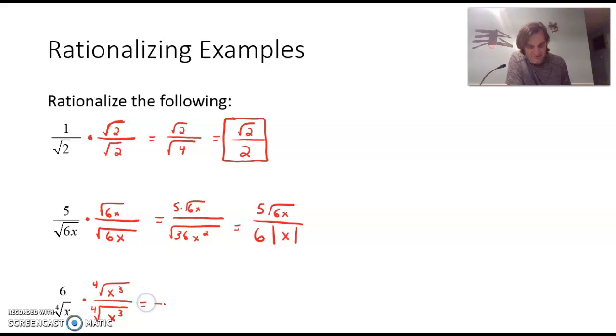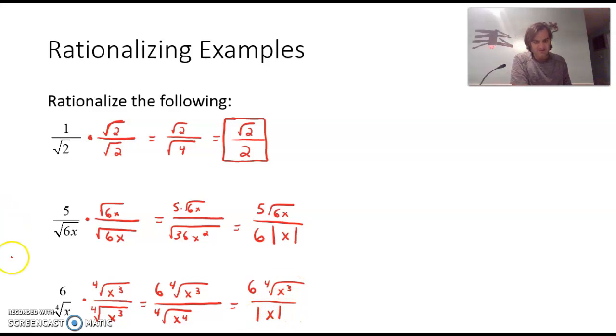So when I pull that over, on the bottom I have the 4th root of x to the 4th, which again will be just x when we pull it out, but we'll write it as the absolute value of x just in case. Up top, nothing is really going to combine, so I'll pull over 6 times the 4th root of x cubed, and there's no simplifying there. So 6 times the 4th root of x cubed all over the absolute value of x.